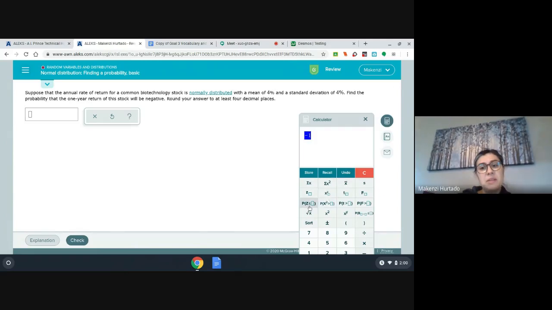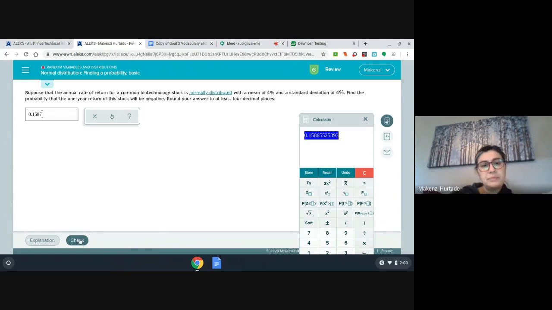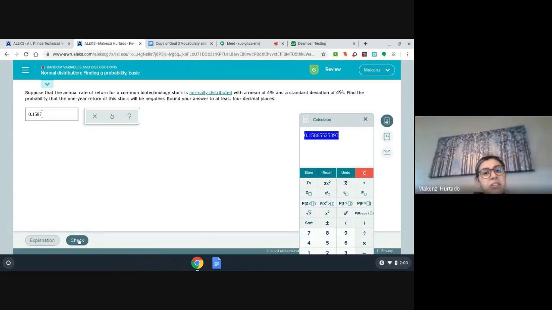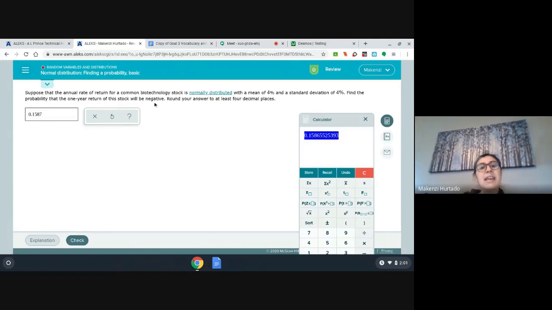So we are still going to be using the same button, but we just want to be careful. And it's going to be 4 decimal places, which is 0.1587. So if you're writing this in your notes, just make sure you write that if it's asking you about negative, it's saying less than 0 because we're always looking for an inequality.